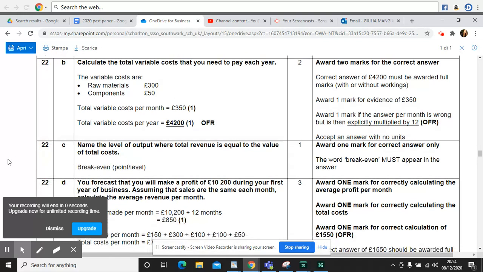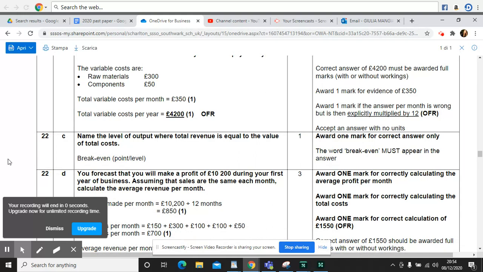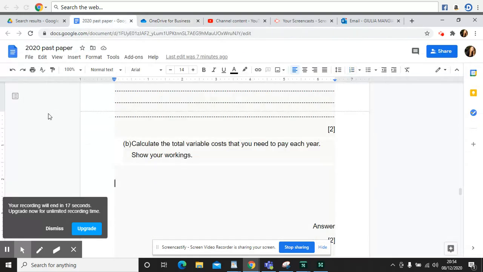Okay, then we got 22C. Name the level of output where total revenue is equal to the total cost. Basically, you had to write down the break-even point or level. Of course, you probably got a mark for that.